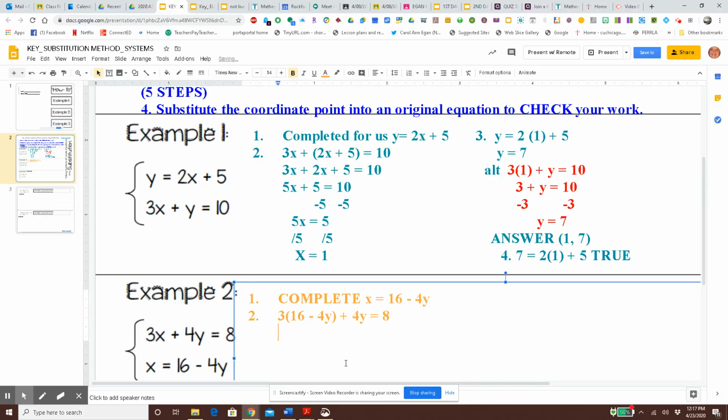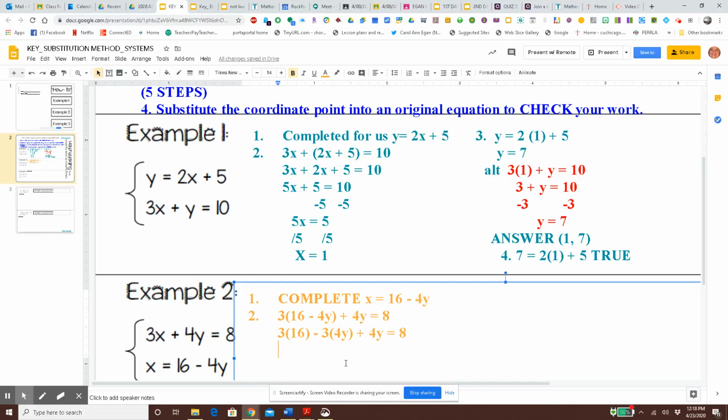Now I'm going to solve using the 5 steps. So I have to use the distributive property. 3 times 16. I'm going to write all the steps out now, but if we have to do distribution later, I'm just going to do the math. Minus 3 times 4y plus 4y equals 8.